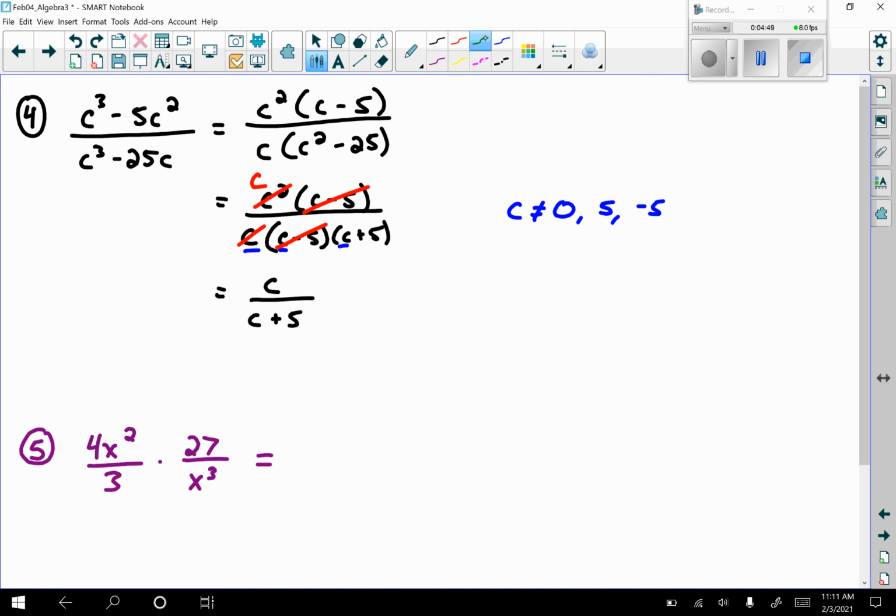All right, so there's nothing to really factor. These are all monomials, so what I could do is just start to cross out. 3 goes into 27 9 times, a 3 becomes a 1. And then where do we have more x's? On the bottom. So in other words, I can cross these out and I have an extra x down here. So what do I have left in the top? 4 times 9 is 36. What do I have left in my denominator? Just x.